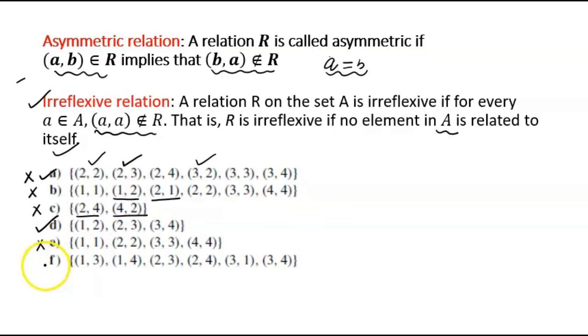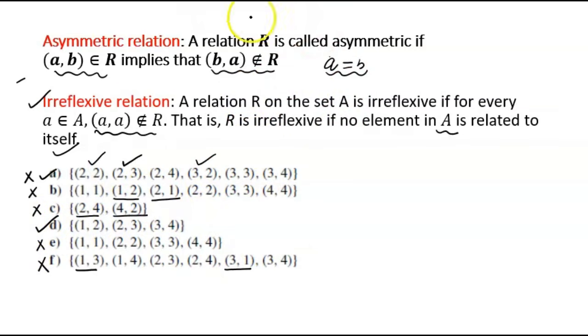What about the last one? Here we notice that we have (1, 3) and we also have (3, 1). So this is also not asymmetric. So only one relation here is asymmetric, and that is relation D.